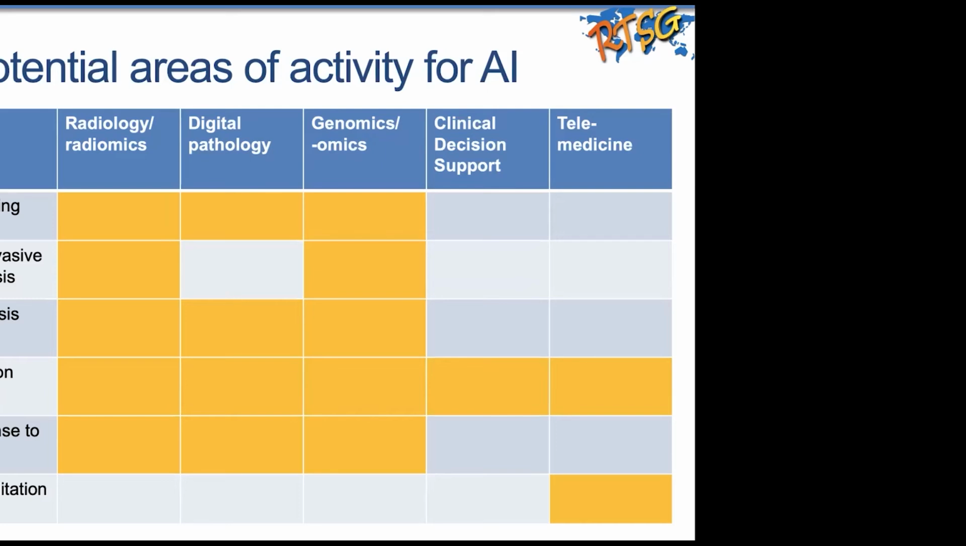We can look into different ways there. Here's radiology, radiomics, digital pathology, genomics, clinical decision support, telemedicine, and what is done here in screening, in non-invasive diagnosis, in prognosis, precision therapy. What data are we using? And you see only where it is colored here in this yellow. This is somehow where you can get something to think about if that is going on.